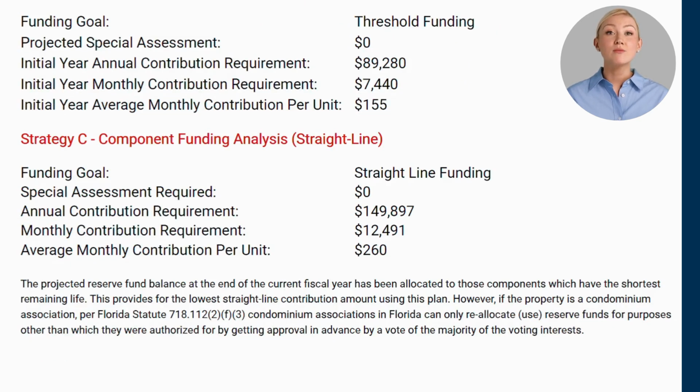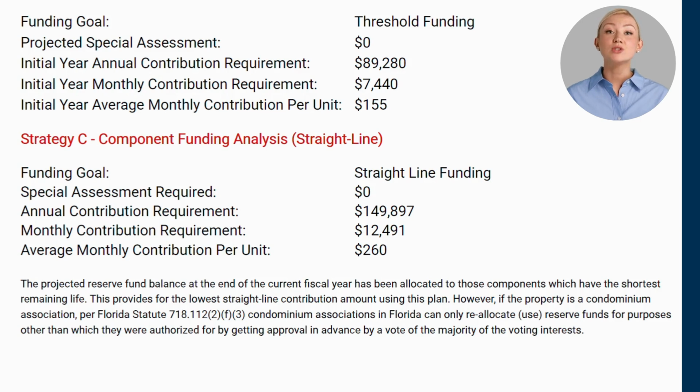Strategy C is the component funding analysis. This approach uses straight-line calculations for each reserve component based on current costs, without factoring in inflation or interest income. As a result, it provides only a one-year snapshot that is valid for the first year of the funding plan. This method typically leads to the highest contributions and offers the least flexibility.